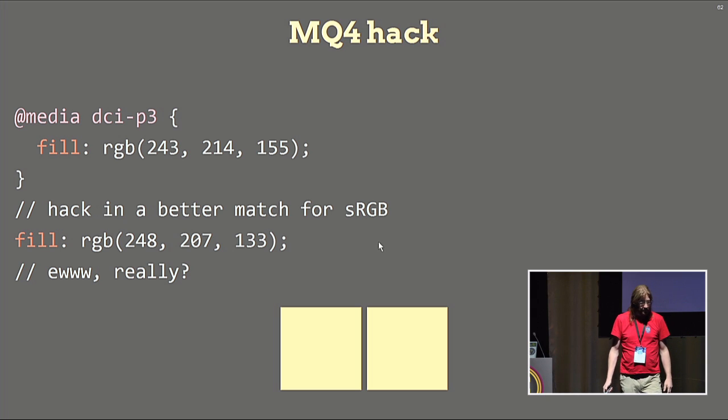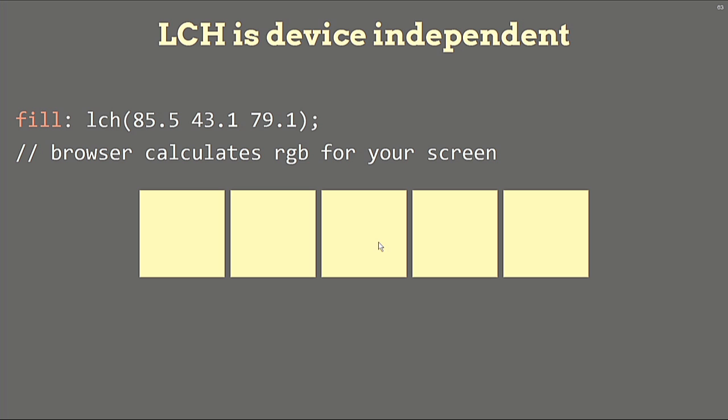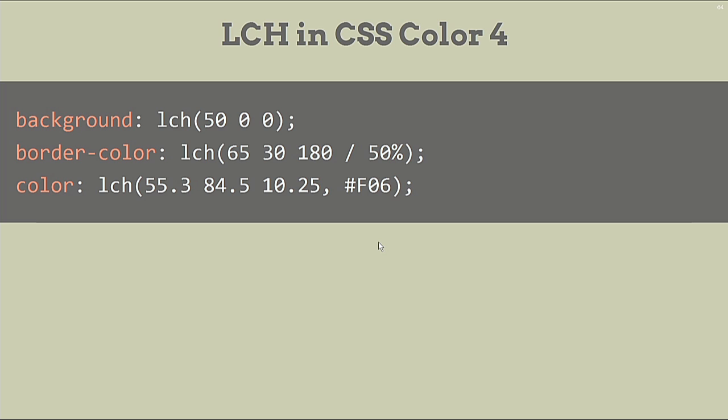Now, we can hack. We can use media queries and say, do you support DCI-P3? And if you do, woohoo, use this. That's really horrible. You wouldn't ever want to do this, just hack in different values so that they look the same. No, instead, what you do is you use LCH, which I already showed you. The first number in LCH is the lightness, the second one is the chroma, and the third one is the hue, the angle, 0 to 360. And then the browser calculates. So on 4 different screens, 5 different screens, you'll see the same color. There we are, that's the syntax.